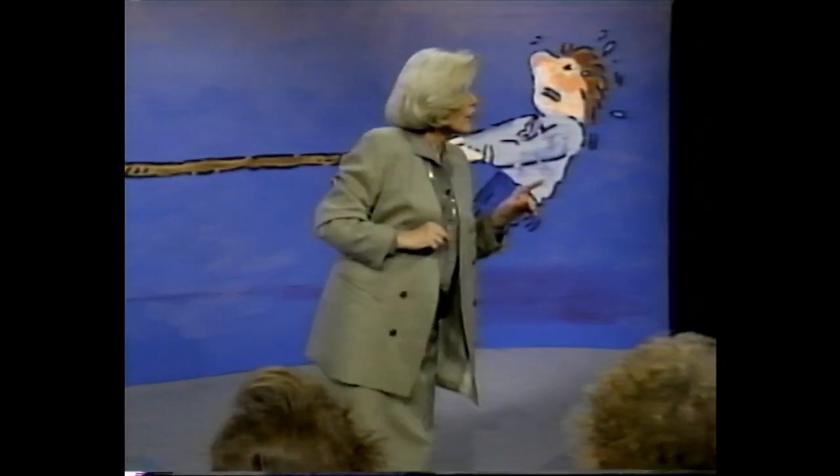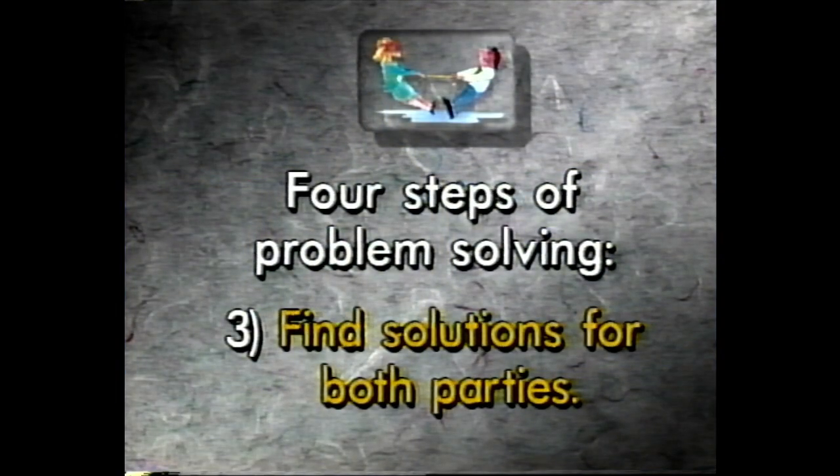That comes later. First, we've got to talk about what the problem is all about, and why it is a problem for you, and why it is a problem for me, so that we can communicate about our interests. Now, the third step in problem solving is finding solutions. And obviously, as I mentioned before, you have to find solutions that will be acceptable to both parties.